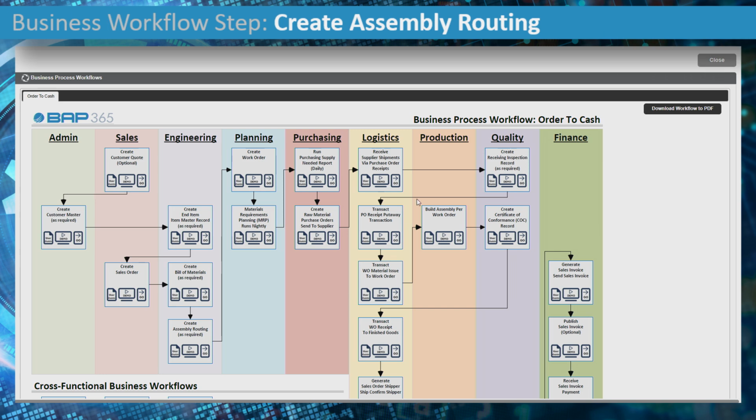All right, in our next step of the order to cash business workflow, in the previous step we created the bill of materials, and in this step we're going to create assembly routing. So an assembly routing is when you're running this order through production, where do you want this order to go? Usually starts in your stock room where you pull the raw material, and then it goes to your first production workflow step and forward on through quality and then back to final inspection. So let's go work on a new assembly routing.